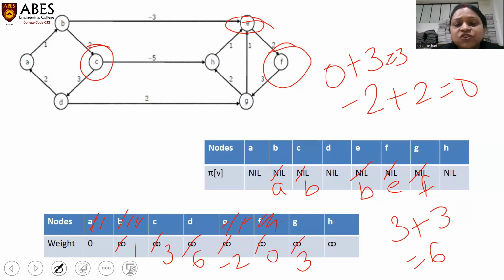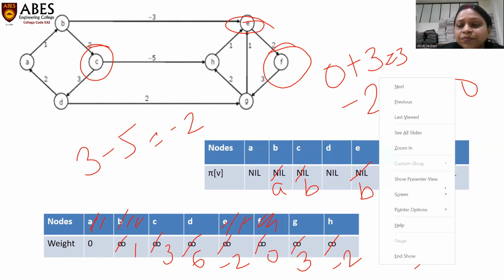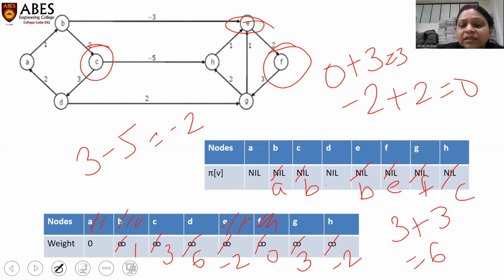Now we will check for H also. H is currently containing the infinity value. But when we are moving from C to H, C is currently containing the cost of 3, plus the edge weight of minus 5, which is equal to minus 2. Minus 2 is less than infinity. Update the value as this one and also update the parent of this one as C. C is now visited.